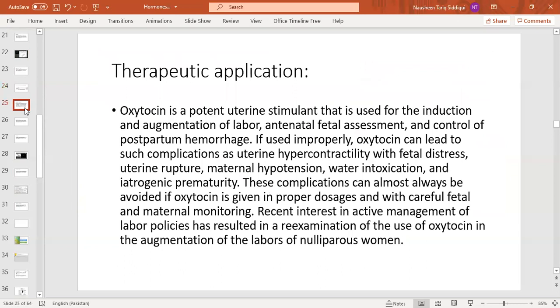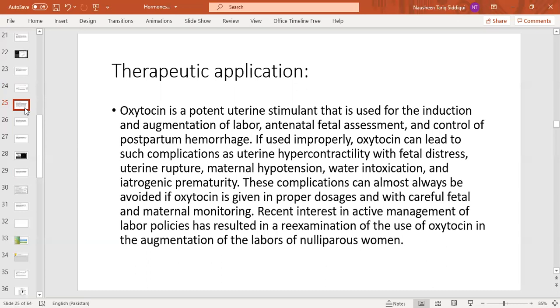The therapeutic application of oxytocin. In therapeutic application, oxytocin, as we all know, is a potent uterine stimulant that is used for the induction and augmentation of labor, and antenatal fetal assessment and control of postpartum hemorrhage.